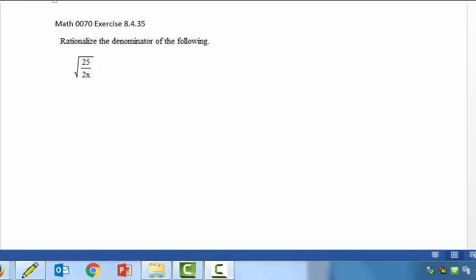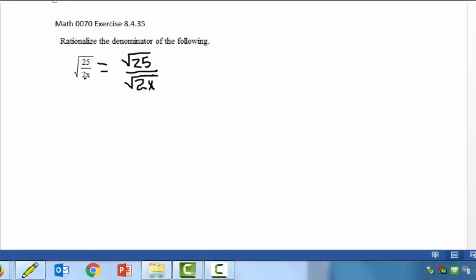Let's take a look at number 35 from section 8.4. We want to rationalize the denominator. One of the first things we're going to do is apply the quotient property, where we look at this as the square root of 25 over the square root of 2x. So notice we're going backwards from what we've done in the earlier problems.